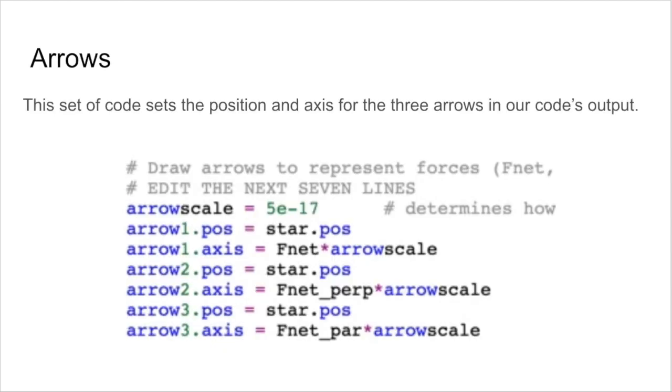The final changes I made, I set the position and axis for the three arrows. So we have the net force, the perpendicular force, and the parallel force arrows. So this is the output of my GlowScript. You can see the net force, the parallel force, and the perpendicular force, as well as the arrows.